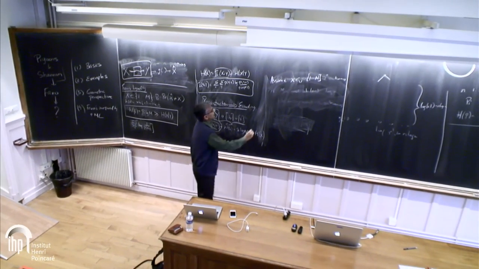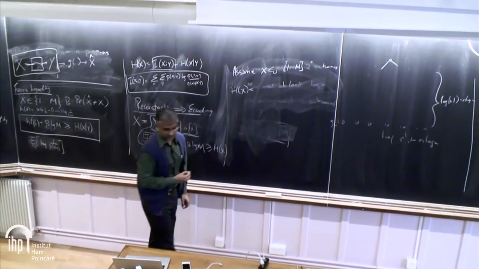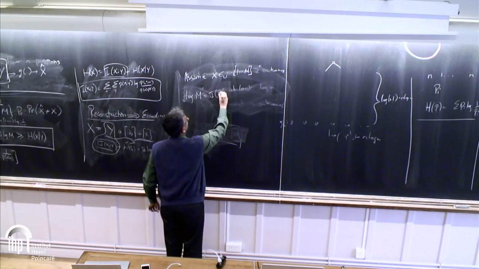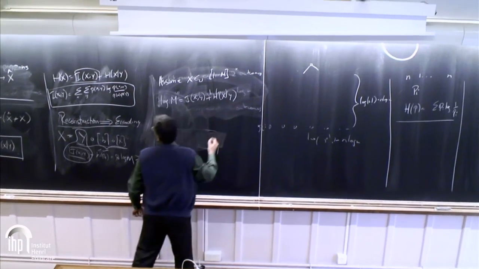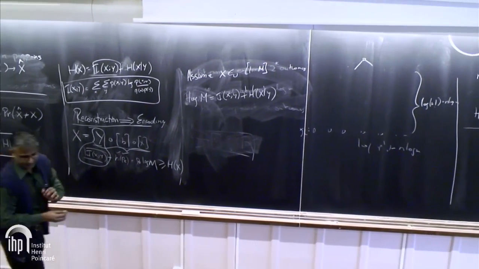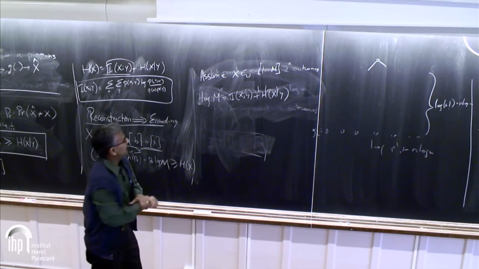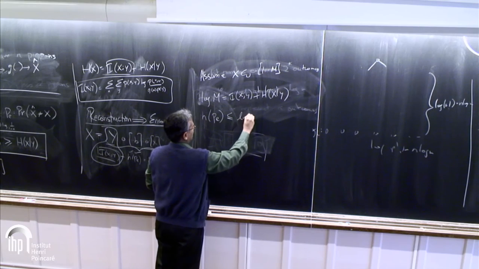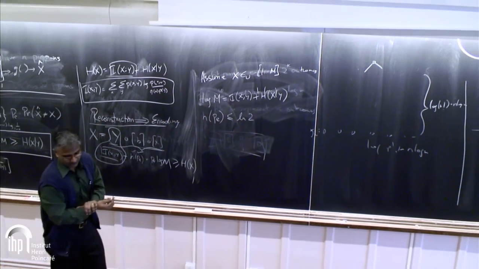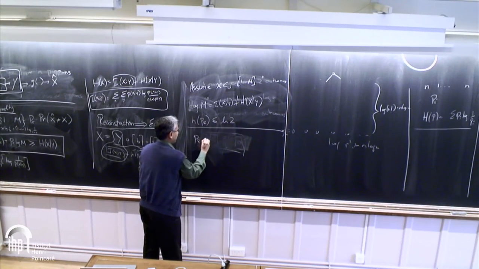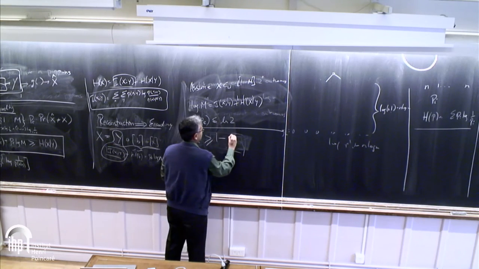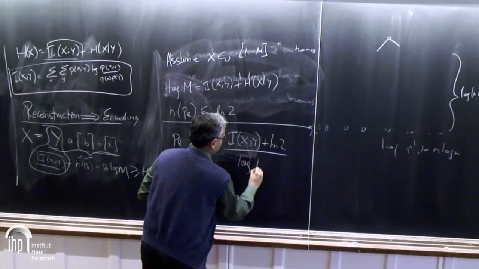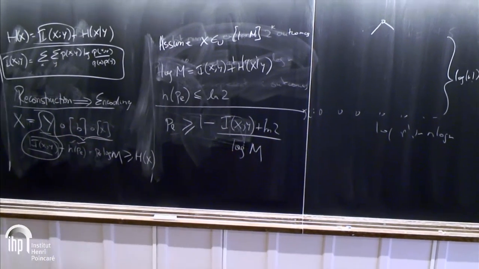In that case, you can write h of x, that is log of n because uniform, as equal to I(X;Y) plus h of x given y. And you can replace h of x given y using I(X;Y), which we'll do in a second. Once you do some algebra and simplify this whole expression, and you note that h of p will be less than or equal to log 2, you can simplify to get P of E is greater than or equal to 1 minus (I(X;Y) plus log 2) divided by log n.